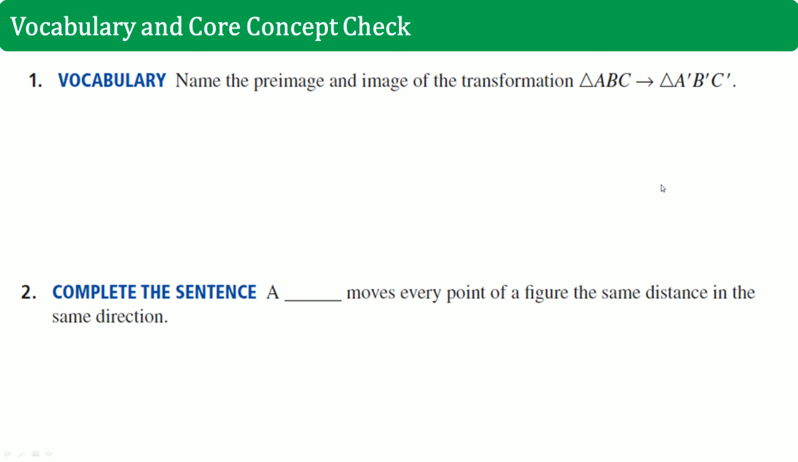Here are the solutions. The preimage is triangle ABC, and the image is triangle A prime, B prime, and C prime. Notice that the preimage has no prime associated with it, but the image does have the prime with it. Number 2, a translation moves every single point of a figure the same distance in the same direction.